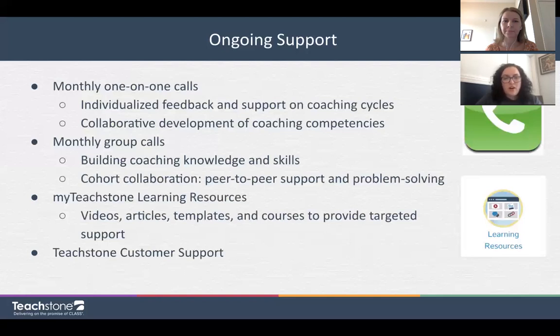These hour-long calls are time for individualized feedback and support on the coaching cycle. So the specialist is able to review the coaching work that that coach has been doing, provide feedback on their implementation of the model. They're also able to work together to collaboratively develop that coach's competencies around coaching. Everything from how they ensure there's collaborative discussion to how they scaffold when teachers are struggling to understand something or brainstorm solutions on their own.